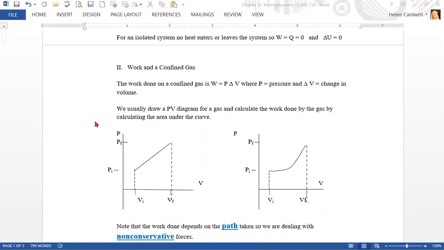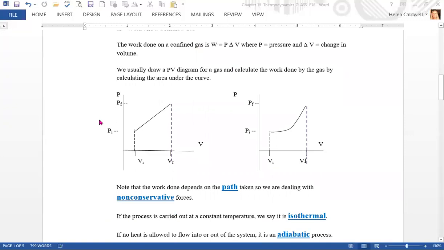So what's really cool about this is we can draw a PV diagram, a pressure volume diagram. Pressure is usually on the vertical axis, volume is usually on the horizontal. We start out at initial volume and initial pressure, and we end up at final volume and final pressure. You'll notice I have two graphs, one on the left, one on the right. They both should start out at the same initial conditions and end at the same final conditions. But they have a different path to achieve that end. In the one on the left, it's a direct path, and on the one on the right, I keep the pressure constant for a while, and then it spikes up.